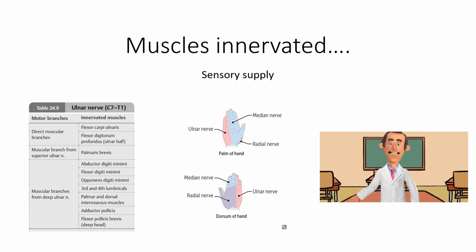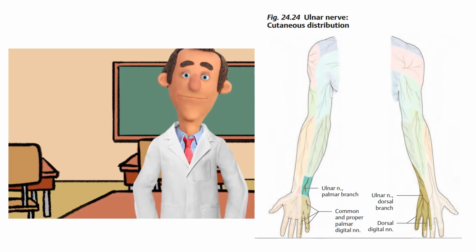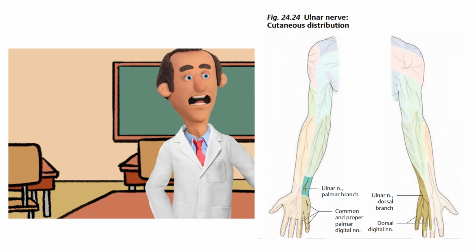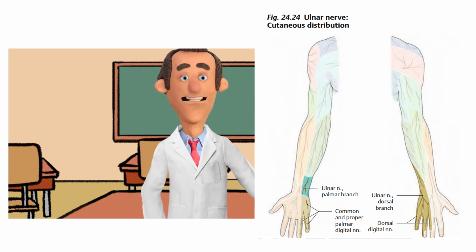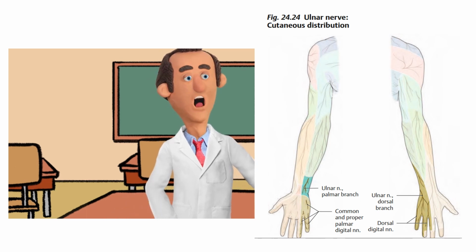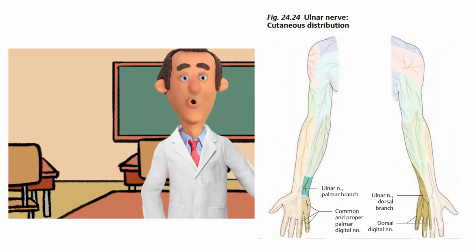And coming to the sensory supply. It innervates the palm of the hand as well as the dorsum of the hand, but it only innervates the little finger and up to the medial half of the ring finger, and the same on the dorsal side or the dorsum of the hand. This figure also again shows the cutaneous distribution of the ulnar nerve. So pause and try to memorize the cutaneous innervation of the ulnar nerve.